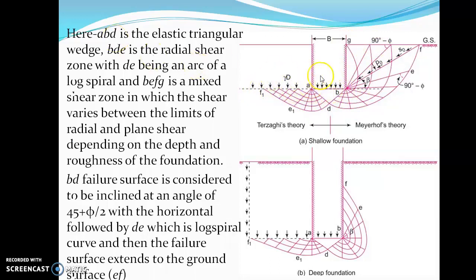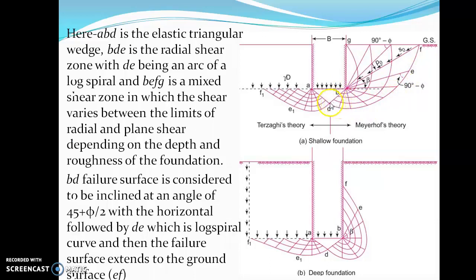Now ABD, this triangular wedge, is the elastic triangular wedge. It's under elastic equilibrium. What is elastic equilibrium? Elastic equilibrium is that this particular wedge of soil will behave as if it is monolithic with the foundation. It will be moving only vertically downward. There will be no laterally outward movement of this particular wedge. Then B, D, E. Can you see this? This entire portion is the radial shear zone, with DE being an arc of a logarithmic spiral.